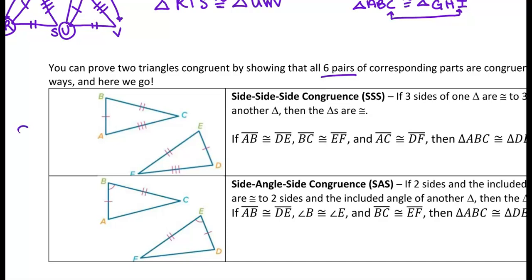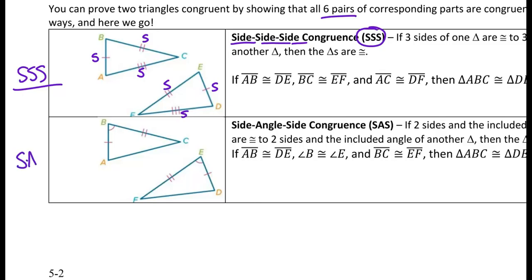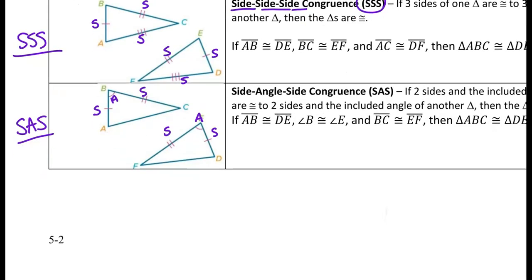The first one is SSS, which stands for side, side, side, meaning we have all 3 sides of one triangle that correspond and are congruent to the 3 sides on the other triangle, so those triangles are congruent. The other method is side angle side, or SAS, and that means we have a side, an angle that is included, meaning sandwiched between, touching both the sides, and then we have that same thing on our other triangle. And those triangles then would be congruent.